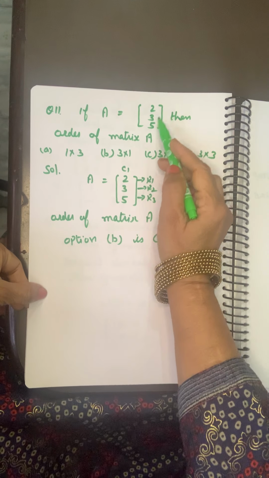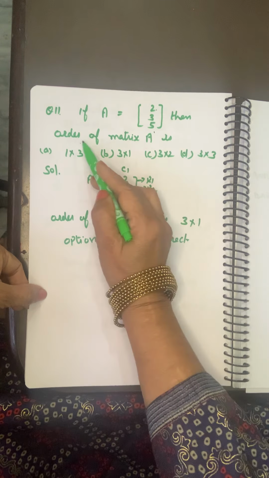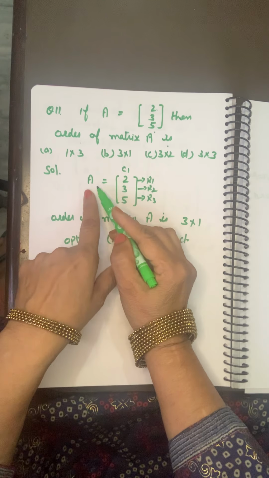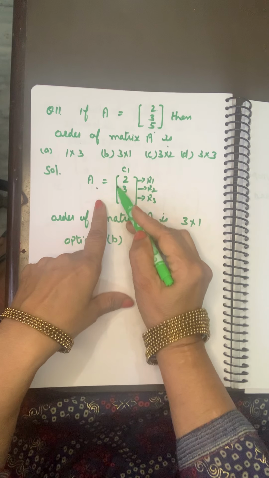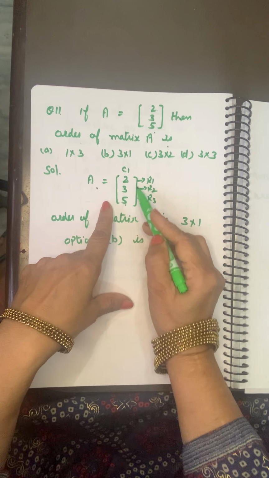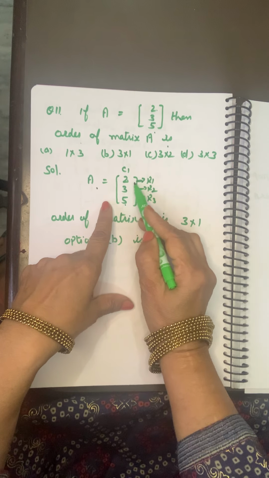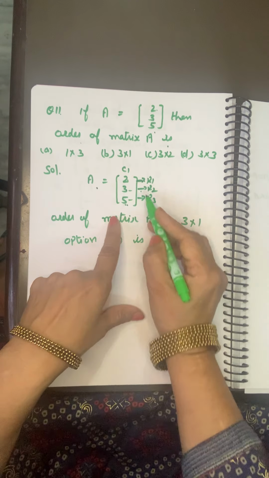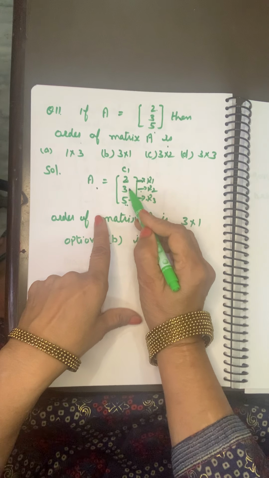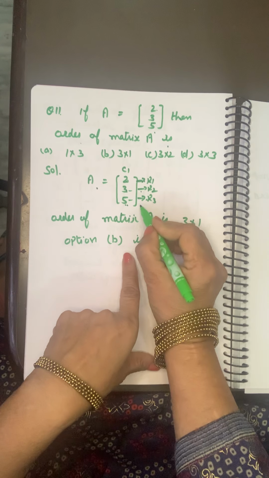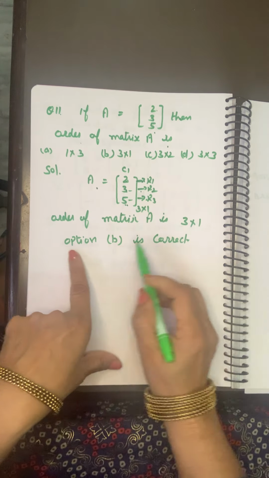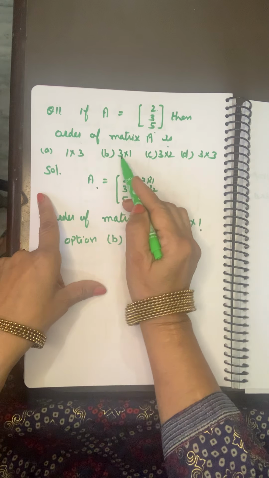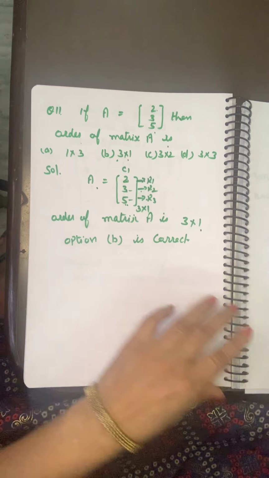If A equals the matrix 2, 3, 5, then the order of matrix A is, again given 4 options. We have A equal to the matrix 2, 3, 5. This is called rows: R1, R2, R3. This is a column. So how many rows do we have? 1, 2, 3 rows into 1 column. Which option is correct? 3 into 1, 3 rows and 1 column.